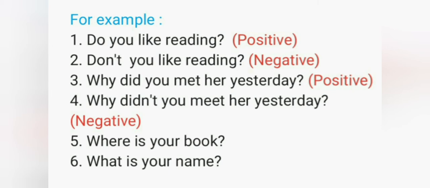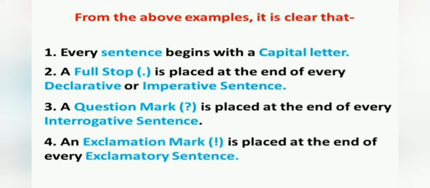Next example, where is your book? And next, what is your name? Both these sentences start with WH word and have question mark at the end. From all these examples, it is clear that every sentence begins with capital letter. A full stop is placed at the end of every declarative and imperative sentence, and a question mark is placed at the end of every interrogative sentence. An exclamation mark is placed at the end of every exclamatory sentence.